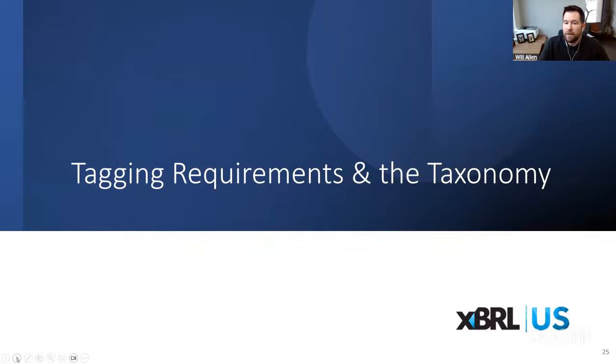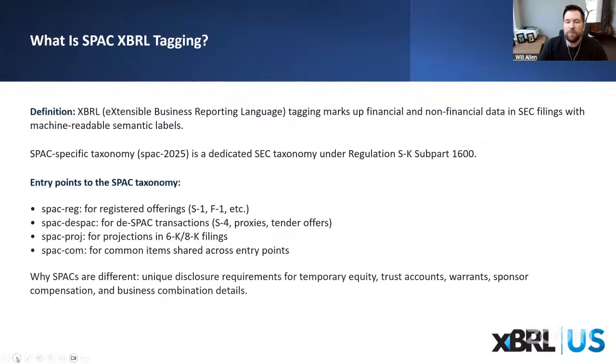And thanks, Angela. As Nikki explained, XBRL tagging in SEC filings is a process of labeling business data with standardized tags so that data becomes machine readable and searchable across the EDGAR system. For SPAC filings, the SEC created that specialized taxonomy that Nikki mentioned. It's designed for SPAC disclosures because SPACs have a pretty unique set of structural features and risks that traditional companies just don't have.